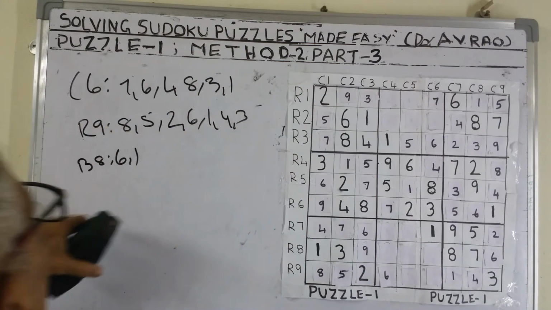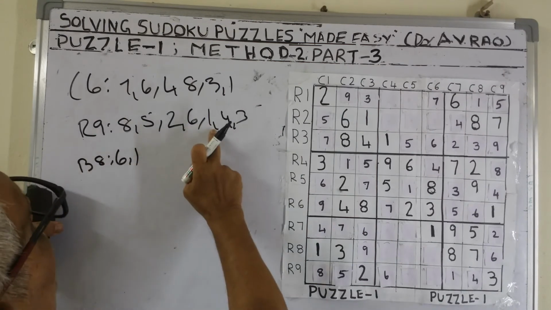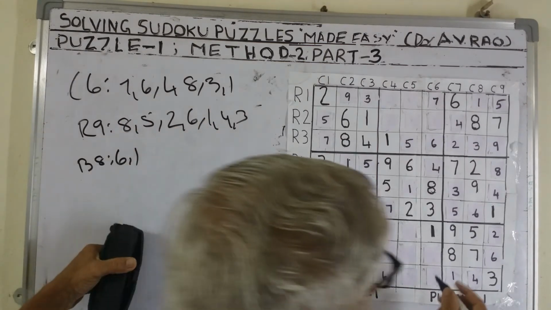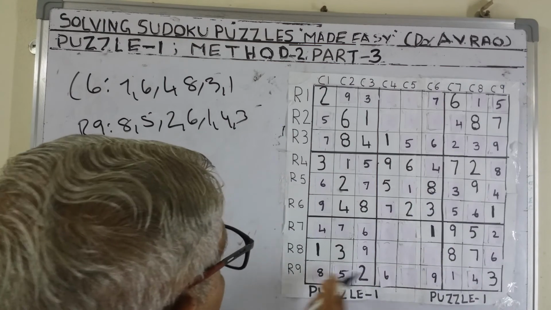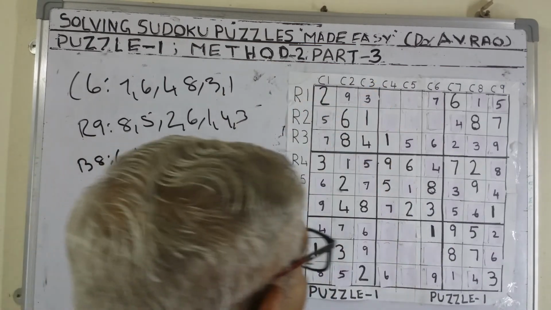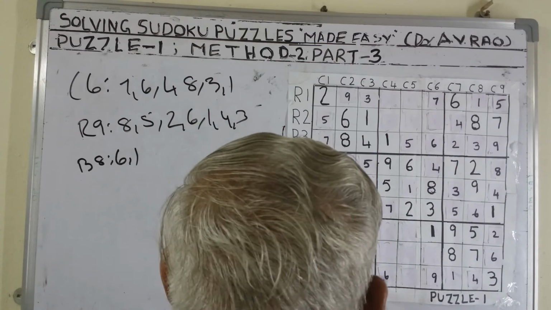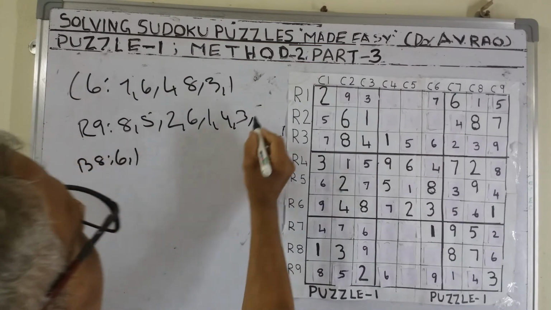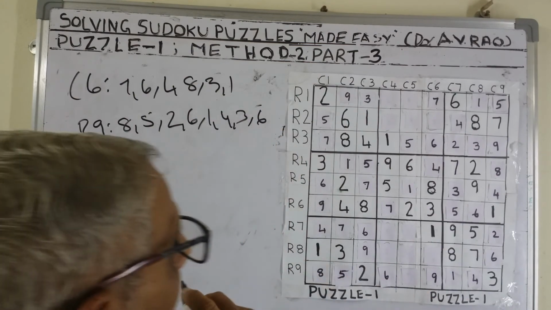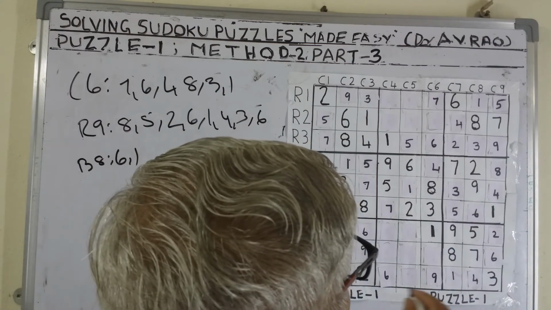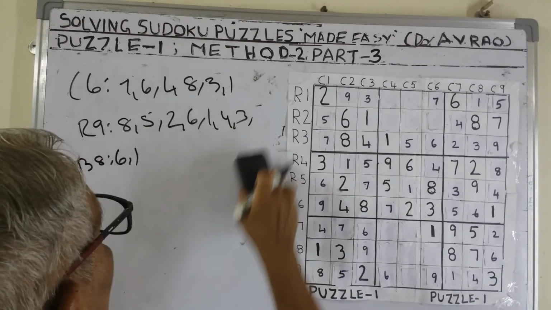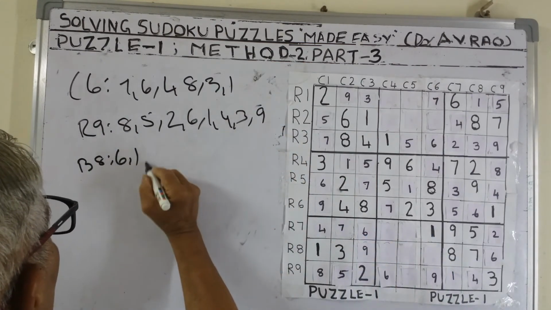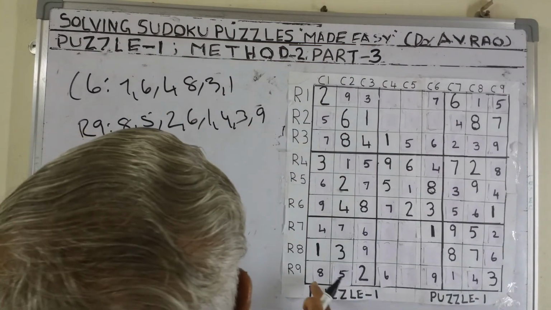Let us see what is the number. See, 1 is there, 2 is there, 3 is there, 4 is there, 5 is there, 6 is there, 7 and 8 are there. So we have to fill it up. Now only one cell is left over in R9. R9 already has 4, 3, 6 added, and 9 has been added. Box 6, 1, 9.